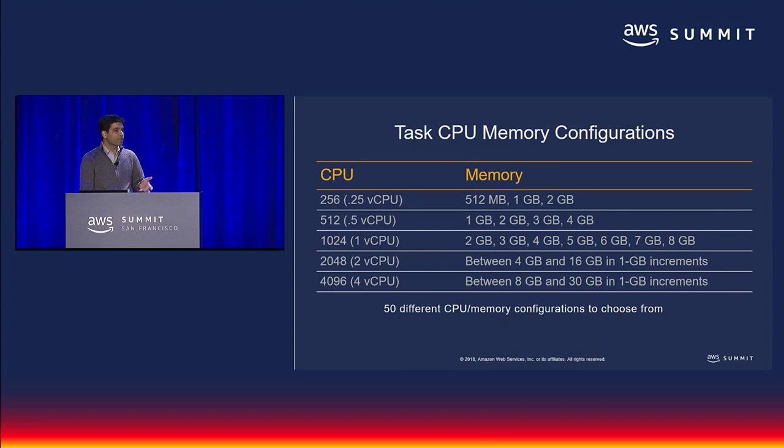We have 50 different configurations supported today. For each of the CPU options, based on your memory-heavy or CPU-intensive workloads, you can pick your CPU to memory ratio and a particular configuration among these, and you can go as high as 30 GB for memory and as low as 512 MB.